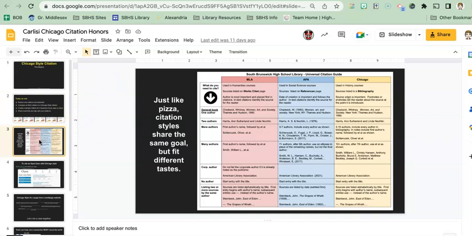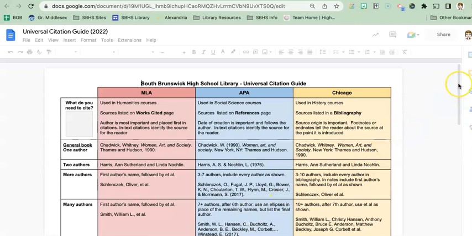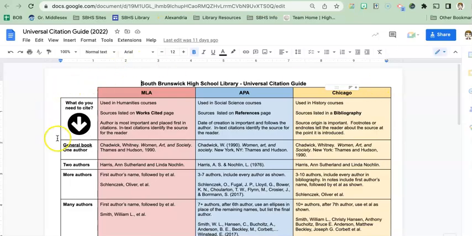So the first thing we're going to give you is a comparison chart. And you have a link to this that has been shared with you on Classroom. So you have this as a spot to go forward, but we're going to take a quick look at it. But I want you to notice that just like pizza, citation styles share the same goal to credit the source, but fit different tastes. So let's take a look at our Universal Citation Guide as a starting point. And this is something that I made for you so that you had all three different types of citation styles in one handy document.